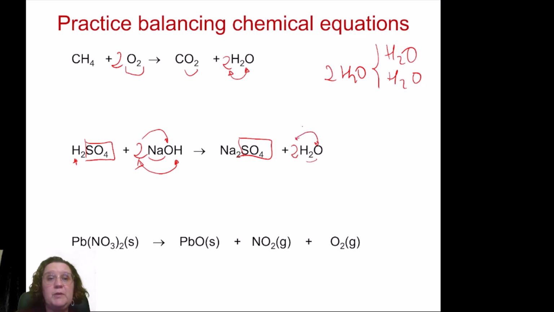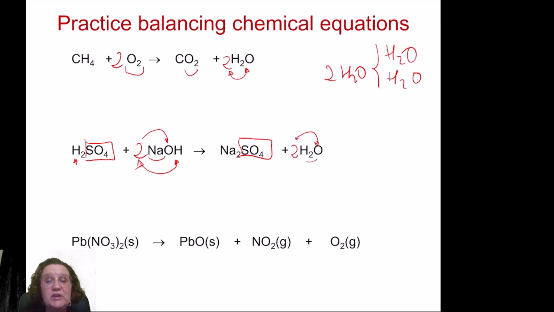So that equation is balanced. All the hydrogen, sulfur, oxygen, and sodium atoms are balanced, the same number in the reagent and the product side. And now I move to the final equation.